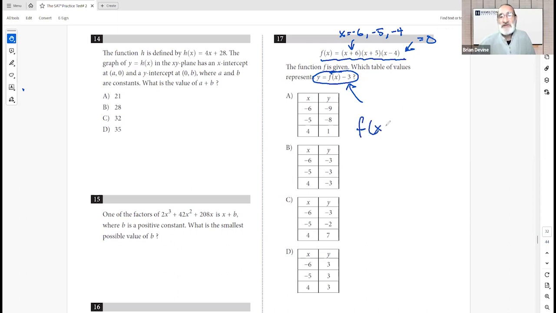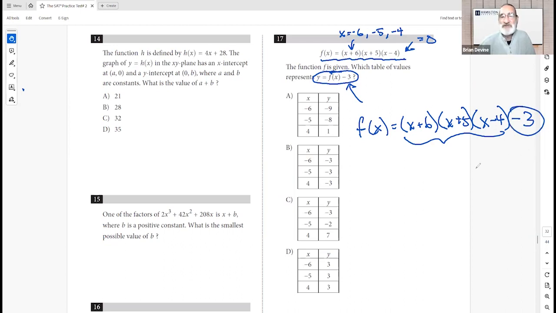because all this said was to take this thing, f of x, which would be x plus 6, x plus 5, x minus 4, minus 3. Well, if I stick in negative 6, negative 5, or 4, I'm going to get 0 minus 3. So that points me directly at B, which shows a shift down of the zeros.